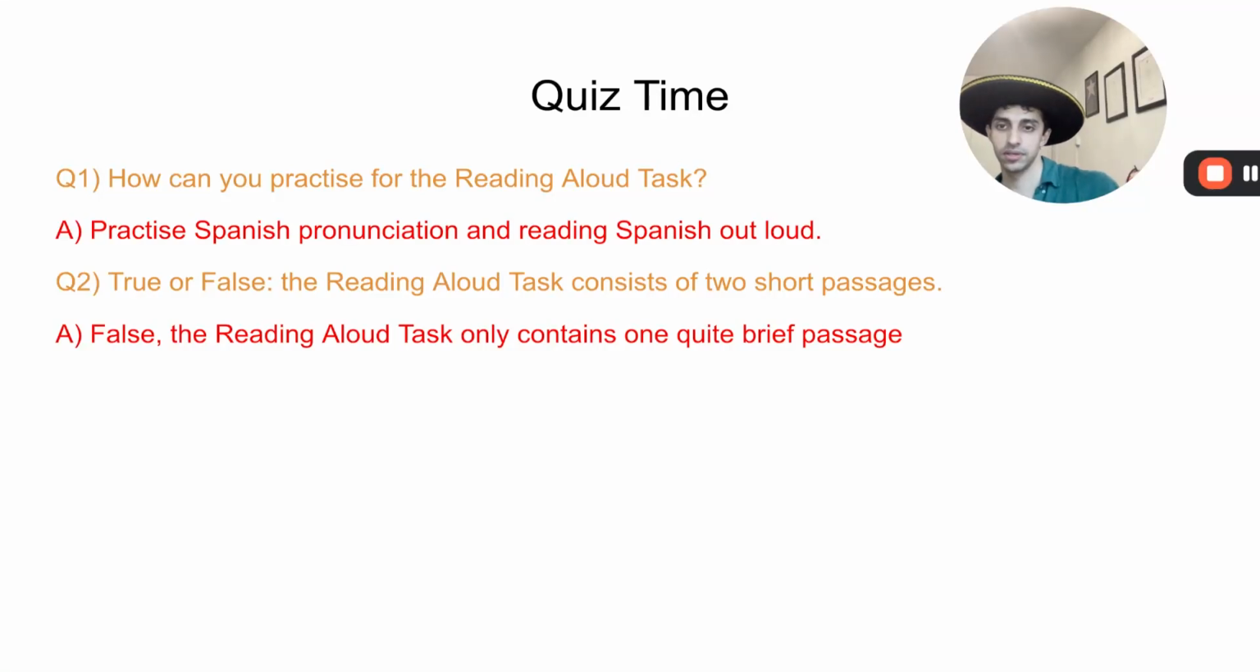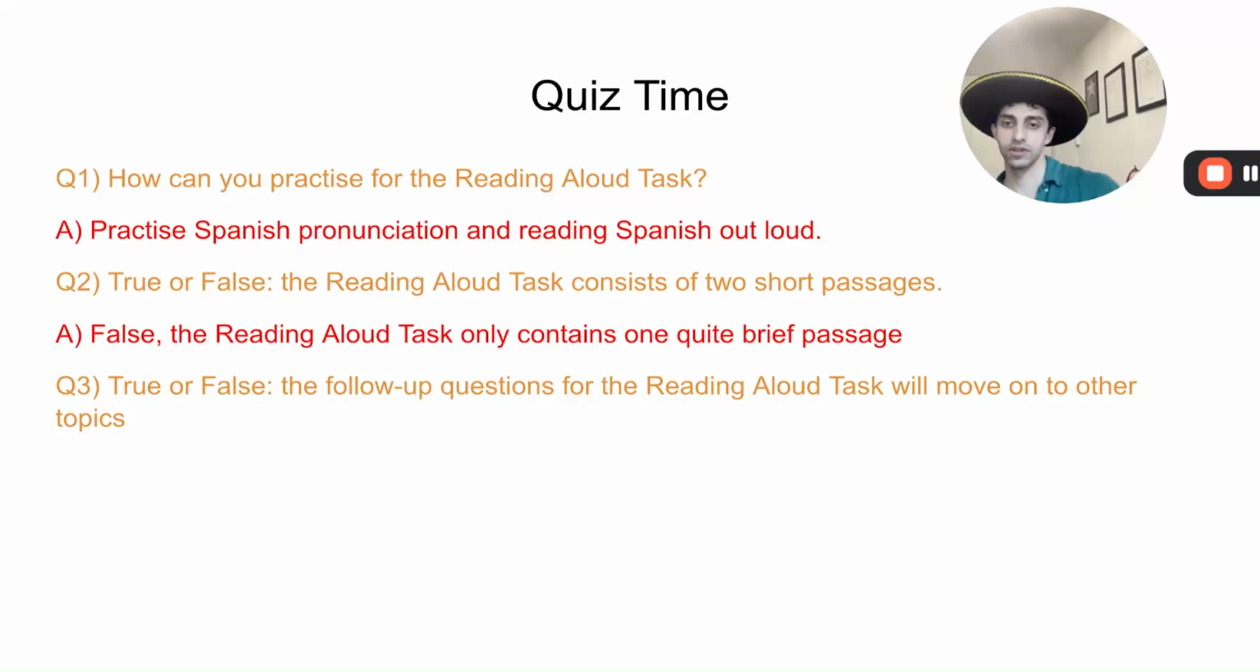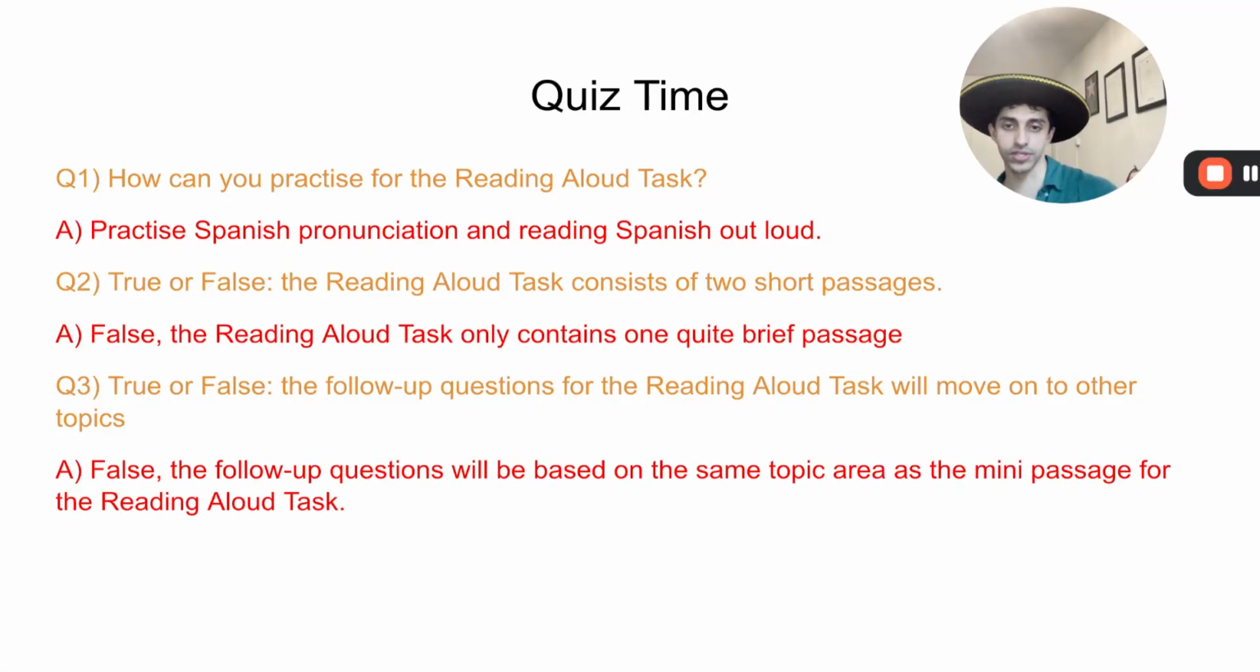Question 3 is also true or false. The follow-up questions for the reading aloud task will move on to other topics or topic areas. Let me give some time to think over this. And let me give you the answer for this now too. This one is also false, actually. So the follow-up questions for the reading aloud task are going to be based on the same topic area as the mini passage for the reading aloud task. They will not be based on different topic areas at all.